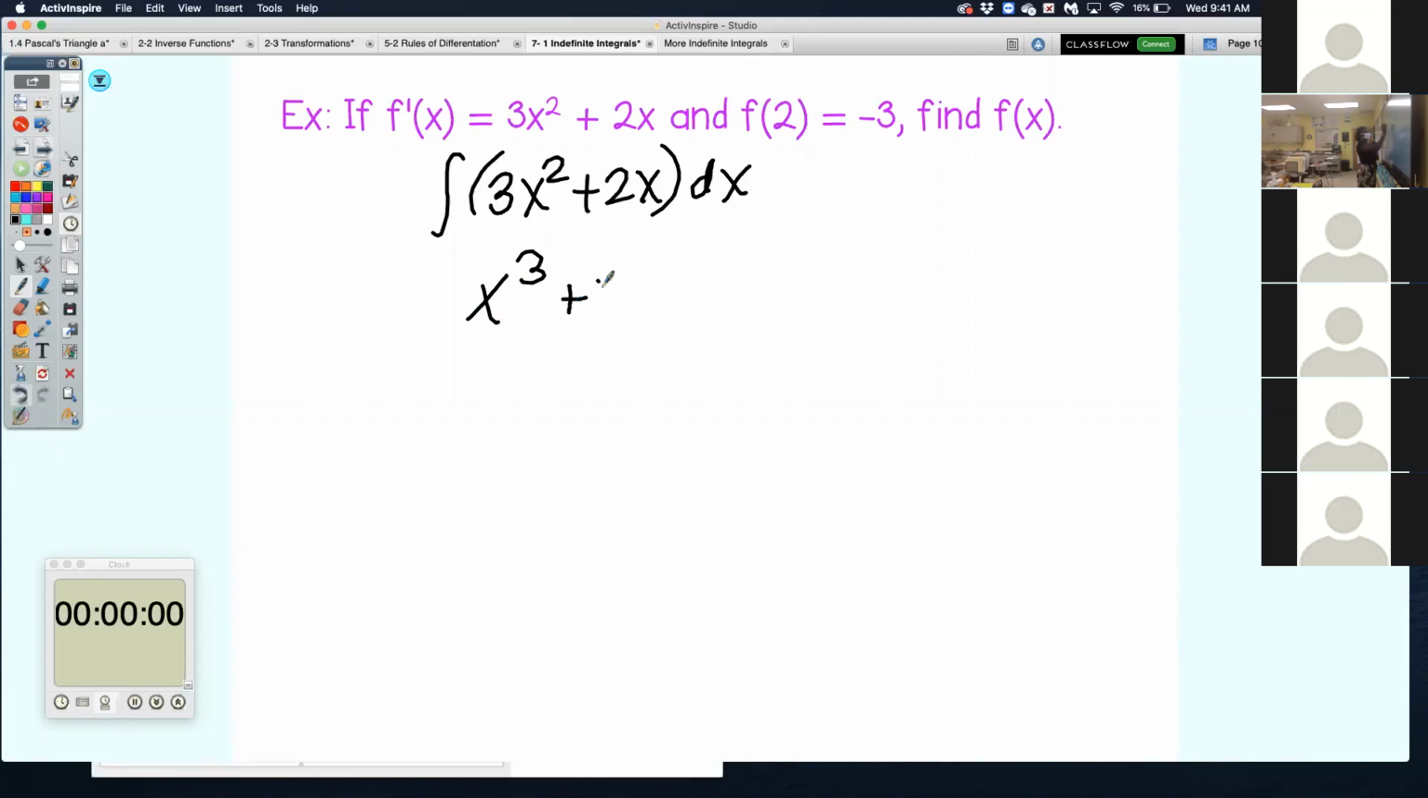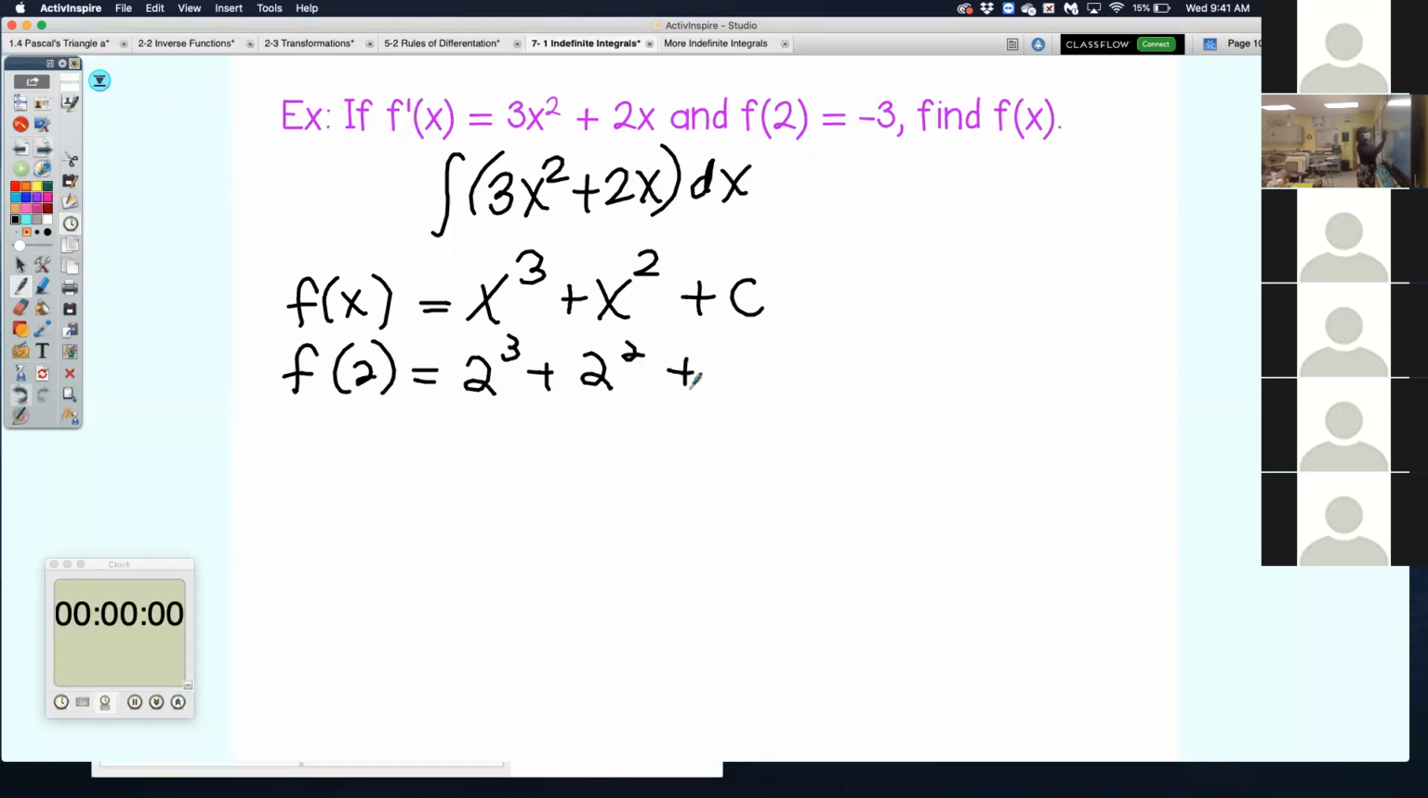X squared, and then we'll have our plus c. This is the general solution for f of x. But since I'm told that f of 2 is equal to -3, I can evaluate to find the value of c. I know that f of 2 is equal to -3, and if I plug in 2 for every x, I'll get 8 plus 4 plus c, and I can continue to solve for c to find that constant, and then also find my particular equation.